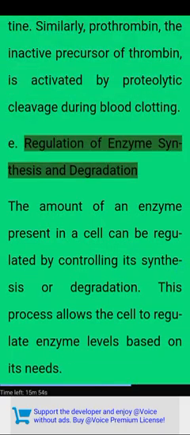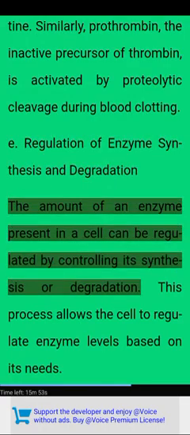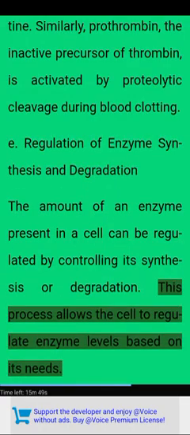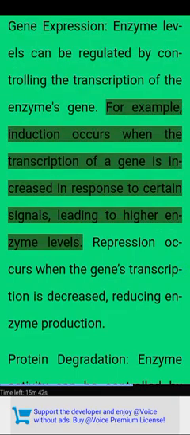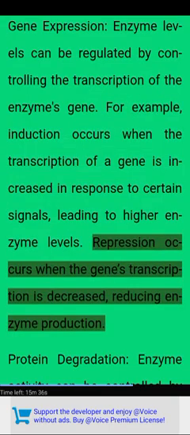E. Regulation of enzyme synthesis and degradation. The amount of an enzyme present in a cell can be regulated by controlling its synthesis or degradation. This process allows the cell to regulate enzyme levels based on its needs. Gene expression: enzyme levels can be regulated by controlling the transcription of the enzyme's gene. For example, induction occurs when the transcription of a gene is increased in response to certain signals, leading to higher enzyme levels. Repression occurs when the gene's transcription is decreased, reducing enzyme production.